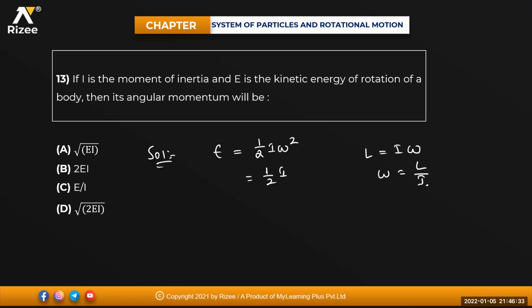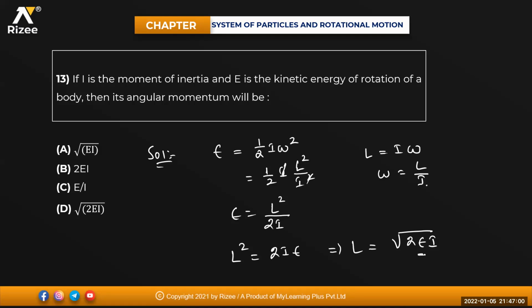Okay, now. So I can write here L square divided by I square. This one and this one will get cancelled. So it is L square divided by 2I. Energy is given as E. So what we need? L. So L square is equal to 2I into E. That means L is equal to under root of 2E into I. So under root of 2E into I, fourth option, D. Very good.